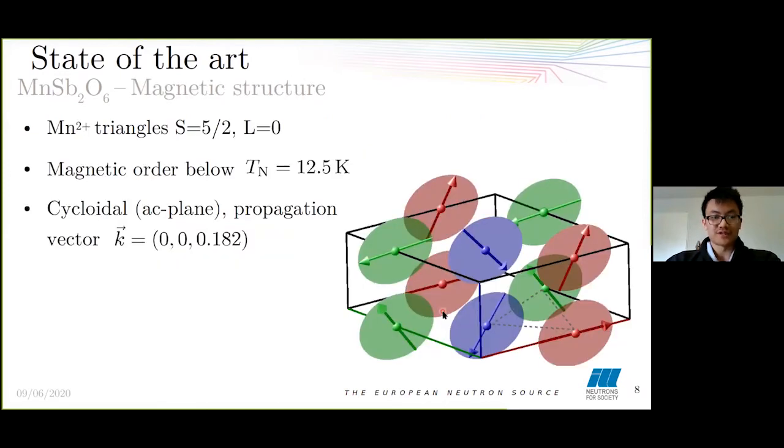Then concerning the magnetic structure, here in the figure only the magnetic ions are shown, which are the manganese ions. So they form triangles with high spin 5/2 and an orbital moment of 0. And the magnetic order starts below a Néel temperature of 12.5 Kelvin. And the moments order like a cycloid in the ac plane, and the propagation vector is contained in this plane, so it's along the c-axis.